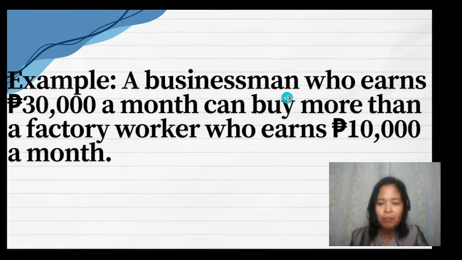a businessman who earns 30,000 a month can buy more, right, than the factory worker who earns 10,000 a month. So what's the difference? It's 20,000. The businessman who earns more can buy more because he has more money. He has a higher income as compared to the factory worker who just earns 10,000 a month. So I hope that is clear that income determines demand.